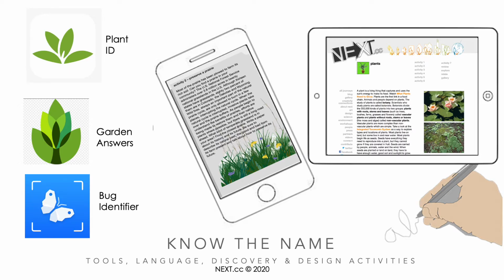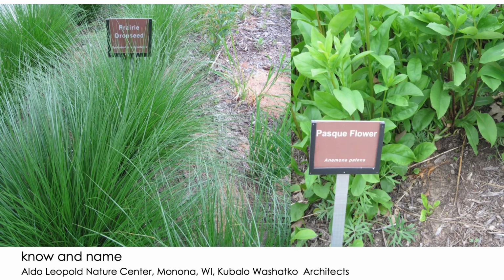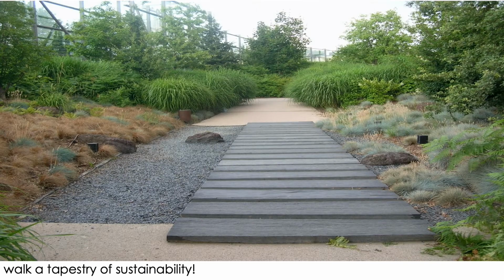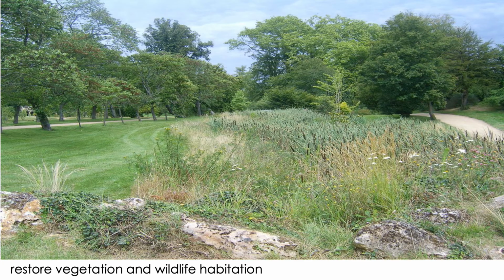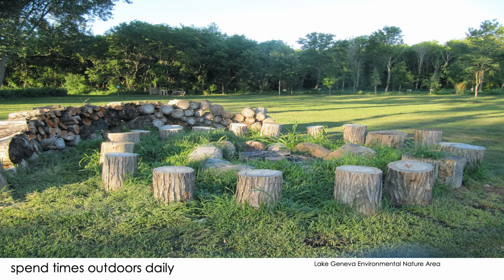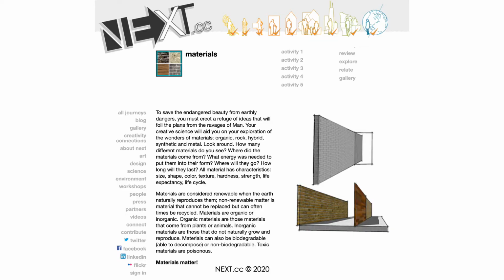And you can use Next.cc's journeys like plants to find a plant ID app, to find a bug identifier, or to get questions answered about what is that growing in my garden. Plant some new things and label them so that you can walk a closer tapestry between human-made, people-made, and nature-made materials. Restore vegetation and wildlife habitation will come. Spend time outdoors daily. So let's look at materials.